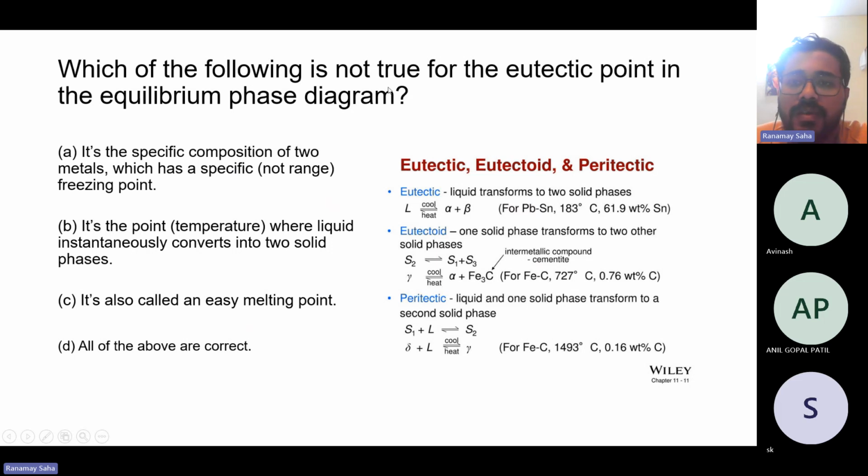can you answer me which of the following is not true for eutectic point? The point is where liquid is transformed into two solid phases. The first point says it's the specific composition of two metals which has a specific fusing point. This is correct, right? And then you have the point where a liquid instantaneously converts into two solid phases. This is by definition correct.